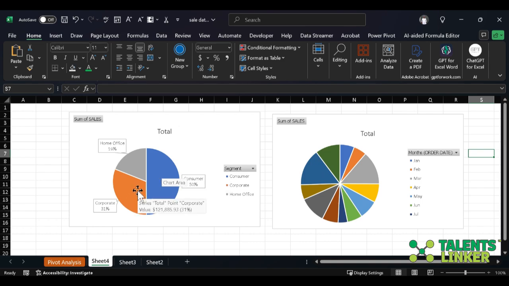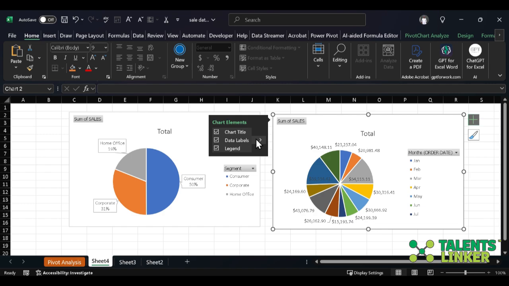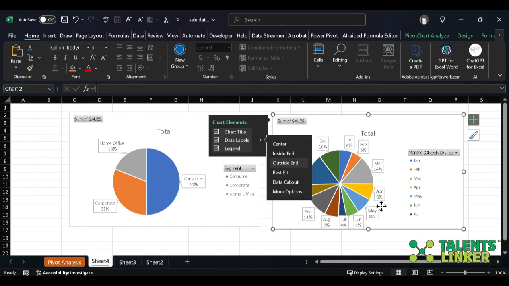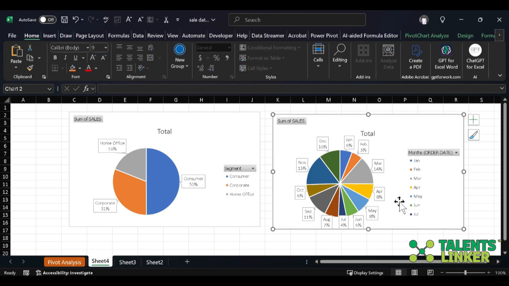Here we don't have multiple slices, we only have just three slices: the consumer, the corporate, and the home office. Inside here we have 12 slices. If you even try to do a data call out, you will notice it's very difficult to read. So sometimes it's not advisable to use this particular pie chart when you have more slices.